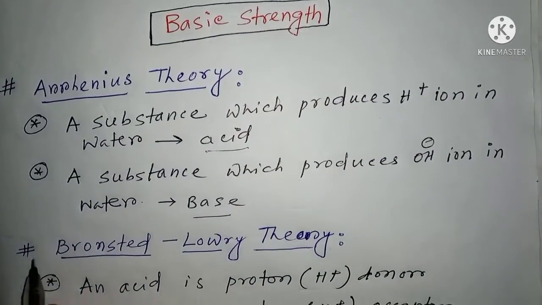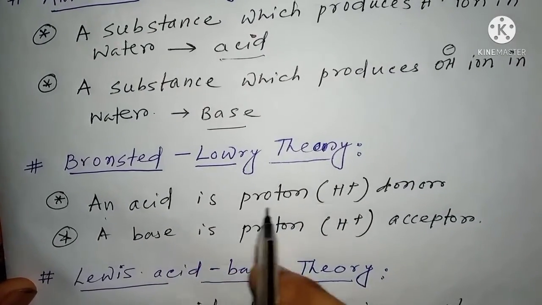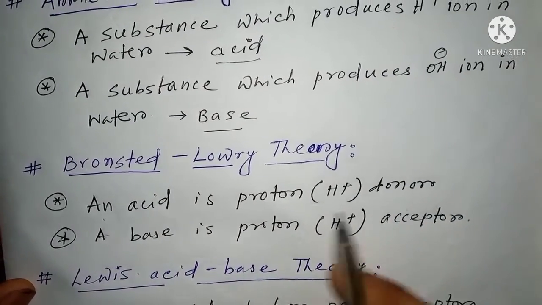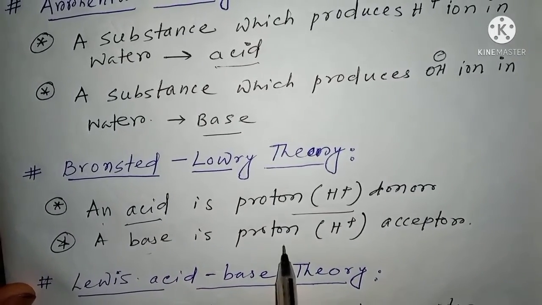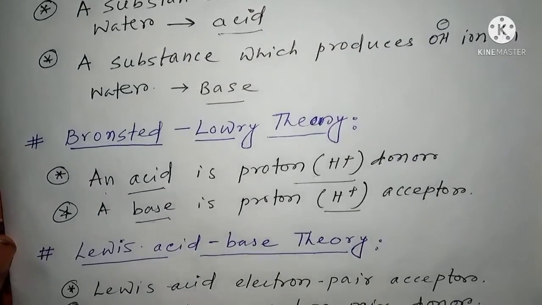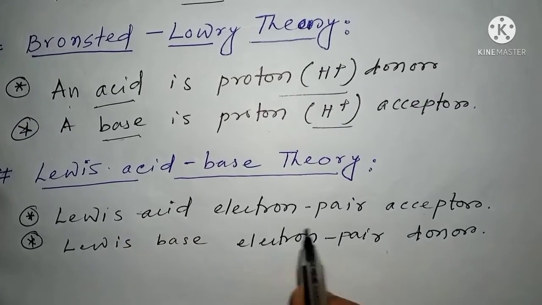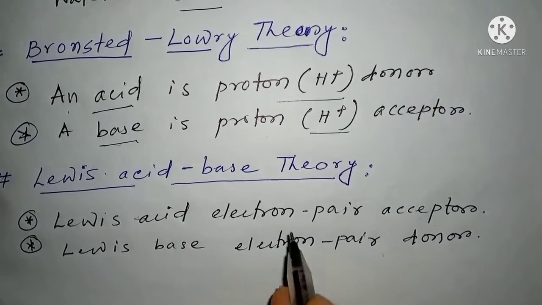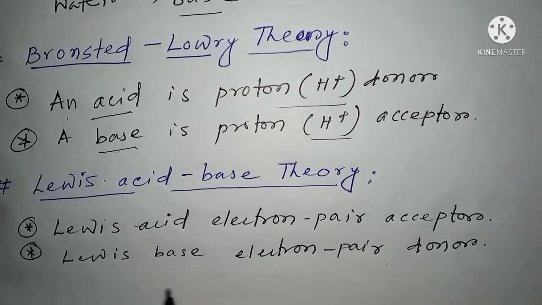Now second, Bronsted-Lowry theory. A proton donor, H plus donor, is called an acid, and a proton acceptor, H plus acceptor, is called a base. And third, Lewis acid-base theory states that a Lewis acid is an electron pair acceptor, and a Lewis base, that means a lone pair donor, is called a Lewis base.